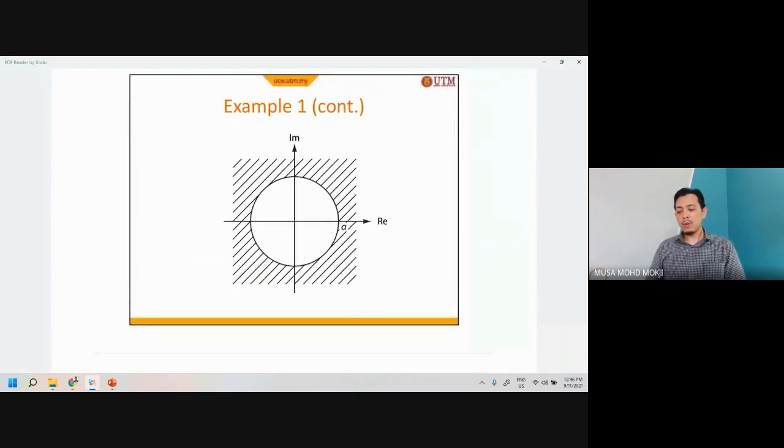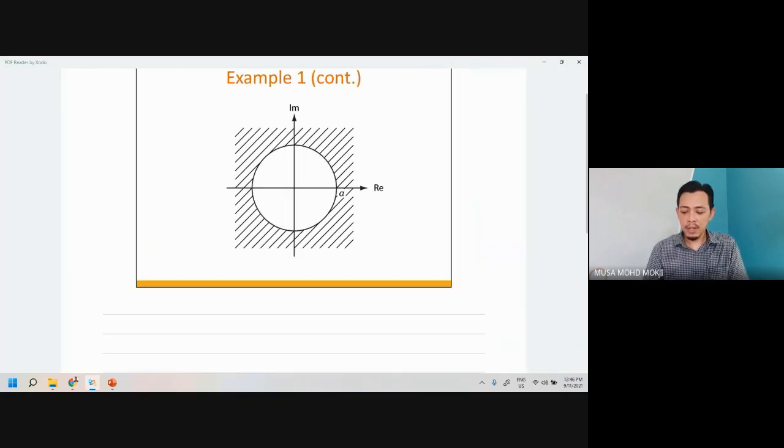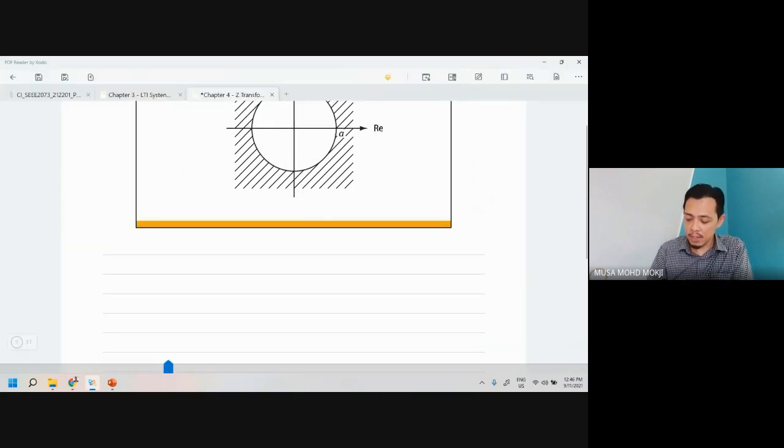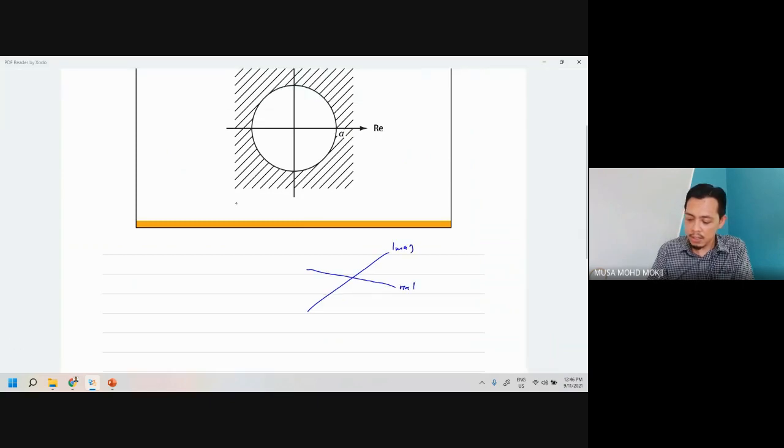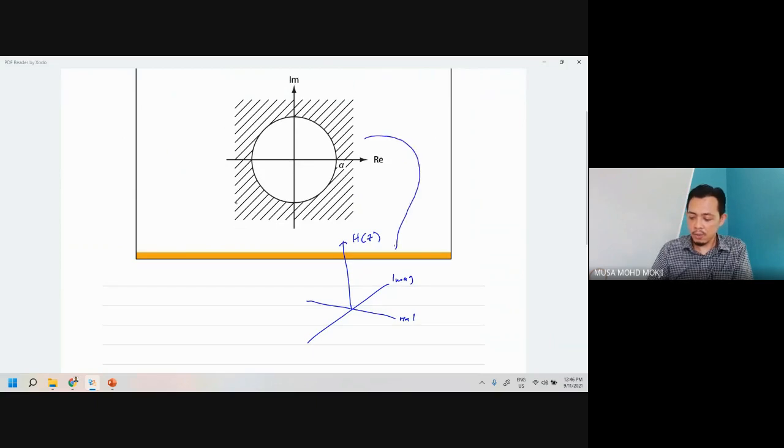So when we want to sketch, this is actually the top view of the Z domain. Previously I sketched it this way. So this is the real, imaginary, and then this is the H(z). If we are looking at this, this is actually the top view. So we are sketching on the top view. When you look from the top, what you see is the imaginary and real axes. This is the imaginary, this is the real.